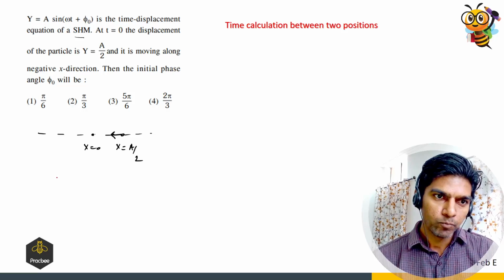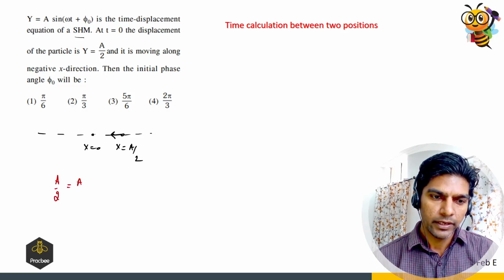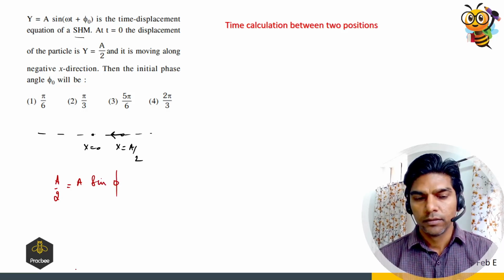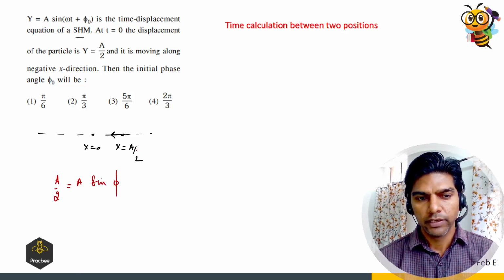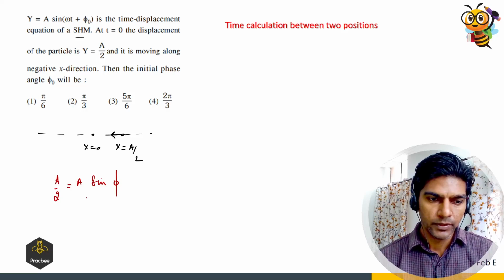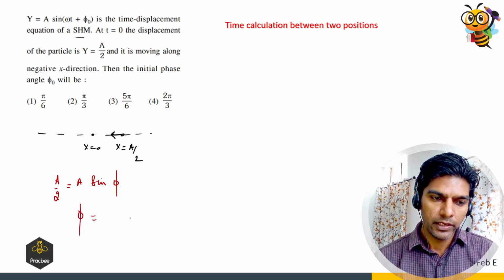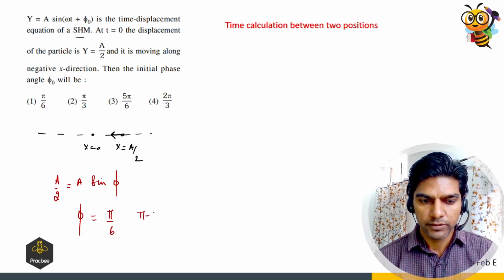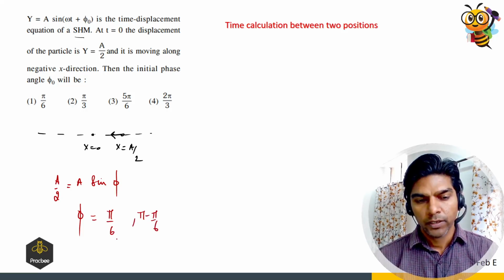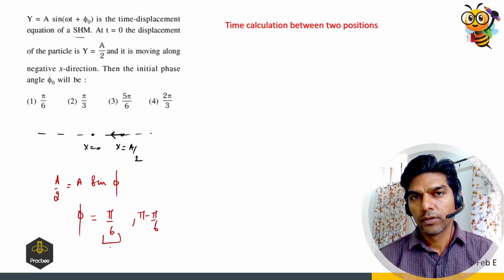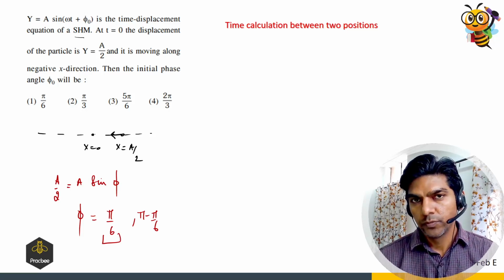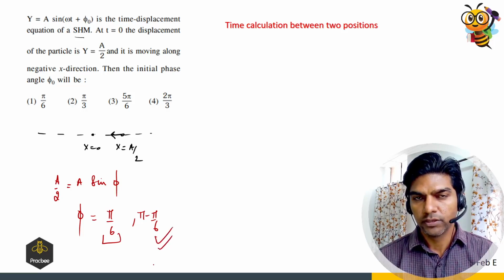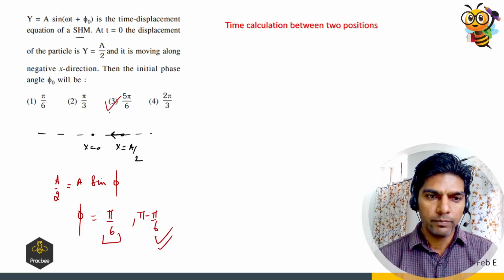So we can say A by 2 is equal to A sine phi, right? At t equals 0, we can plug in the values. x is A by 2, time is 0. So from this, phi has two possible values. It will be pi by 6 or pi minus pi by 6. Now if we use this value and try to find the velocity, it comes out to be positive, but we have been given that velocity is negative, so this should be the initial phase constant. So 5 pi by 6 should be the answer.